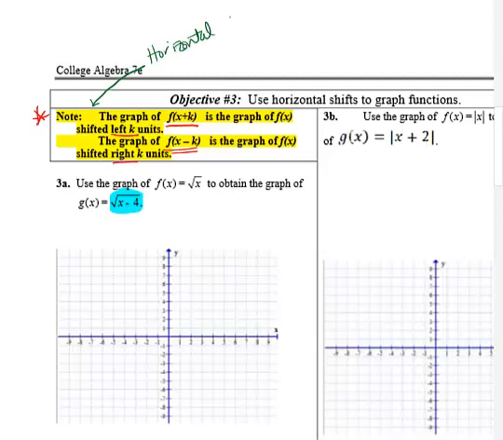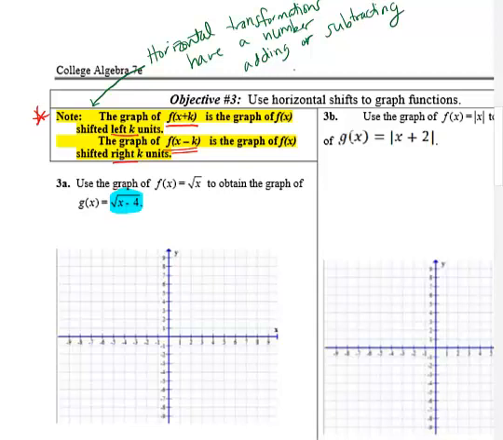Horizontal transformations have a number adding or subtracting inside the function, whereas vertical had it just sitting at the end.